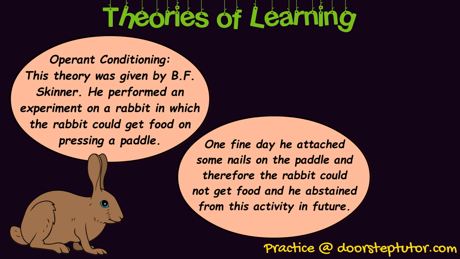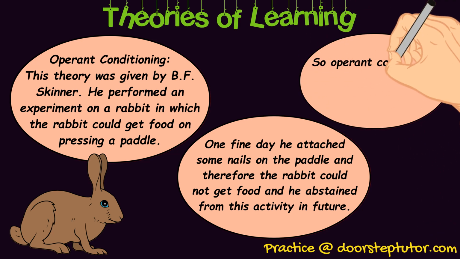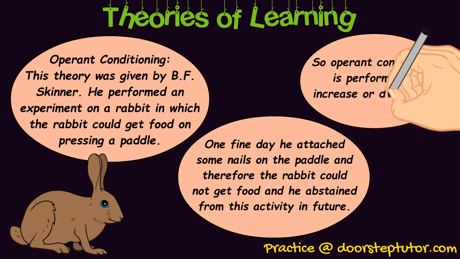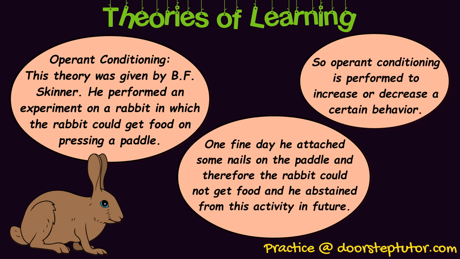And therefore the rabbit could not get the food because he was not able to press the paddle simply, right? And he abstained from this activity in future, fearing that it will hurt him, right? So operant conditioning theory is performed basically to increase or decrease a certain behavior.